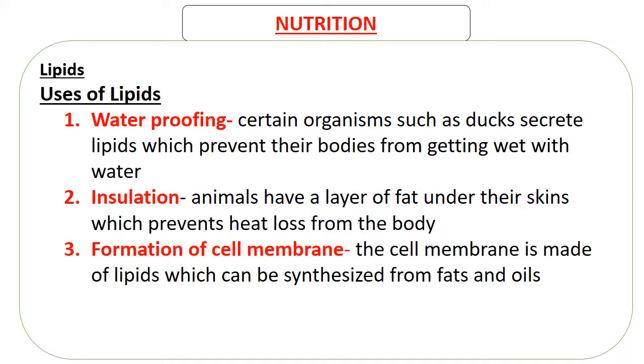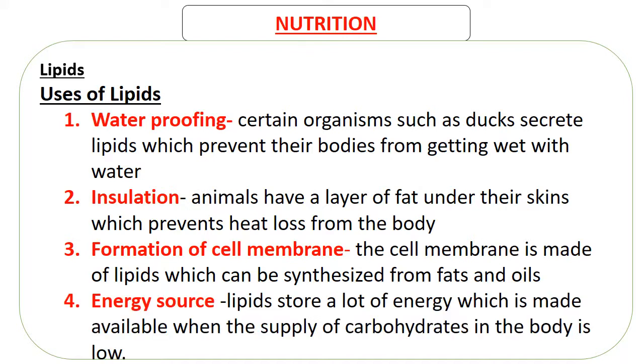The third is formation of cell membrane. The cell membrane, which we know to be partially permeable, is made of lipids. So when you eat lipids, part of the lipids you are eating is going to be used to make cell membrane. Fourth, lipids act as energy sources. Lipids store a lot of energy which is made available when the supply of carbohydrates in the body is low. So when you haven't eaten too much carbohydrates such as bread, your body is going to get energy from lipids. Lipids store more energy than carbohydrates.